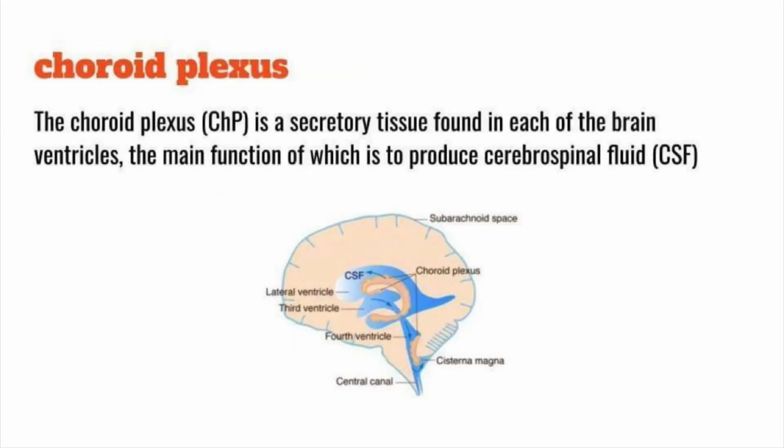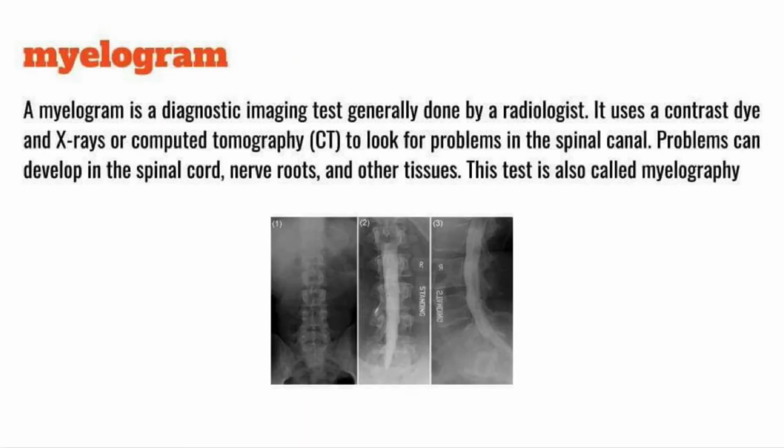The choroid plexus is a secretory tissue found in each of the brain ventricles, the main function of which is to produce cerebrospinal fluid. A myelogram is a diagnostic imaging test generally done by a radiologist. It uses a contrast dye and x-rays or computed tomography to look for problems in the spinal canal. Problems can develop in the spinal cord, nerve roots, and other tissues. This test is also called myelography.